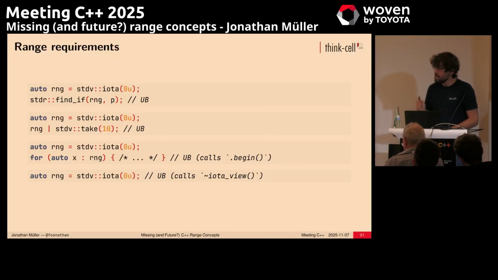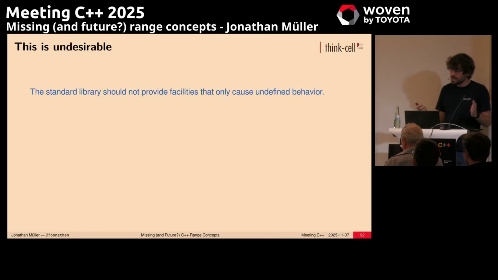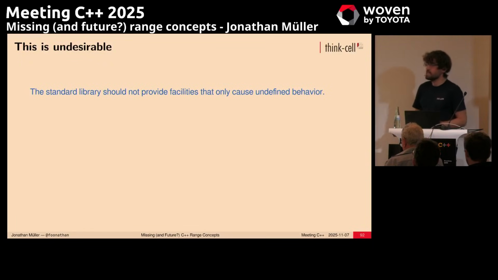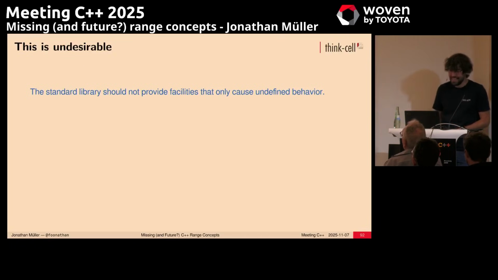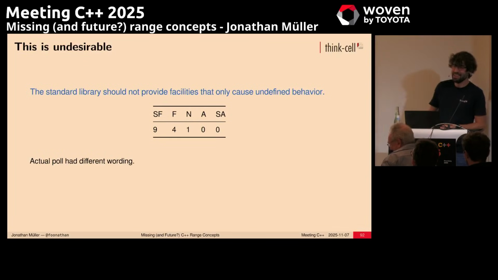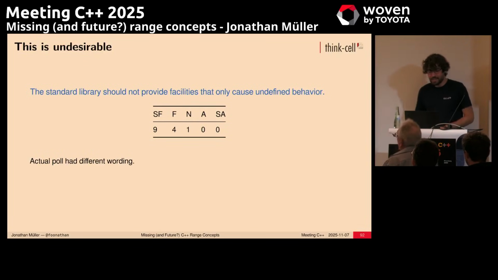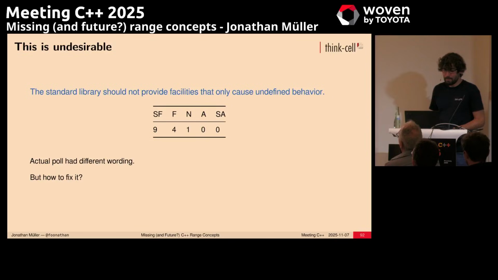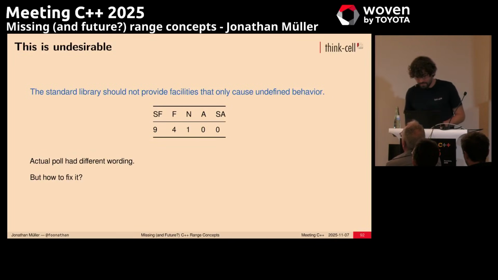Now, we realized this problem earlier in the year at the standardization committee meeting, and we essentially took this poll: the standard library should not provide facilities that only cause undefined behavior. It wasn't quite worded this way, but we decided, yeah, we should actually be able to use iota view. But how do we fix it?